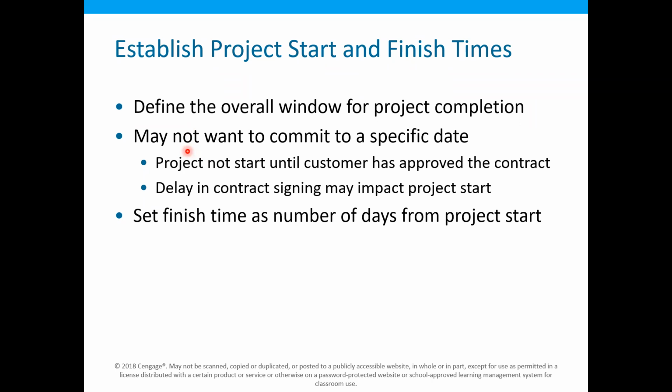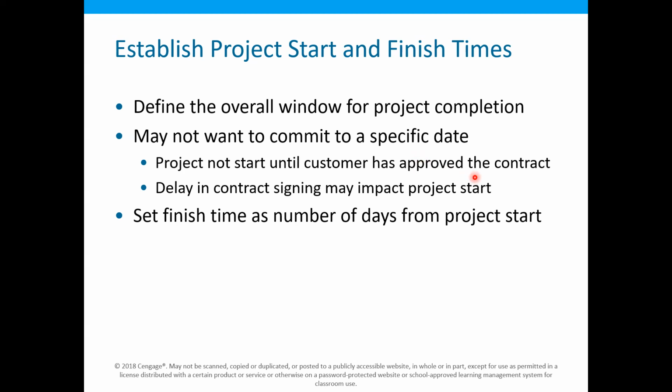However, in many cases, we may not want to commit to a specific date because the project may not start until the customer has approved the contract. That means from the contractor's point of view, a contractor may not want to commit to a specific date, say 1st of July 2021, until the contract has been signed.